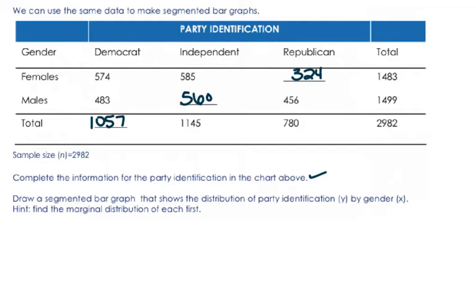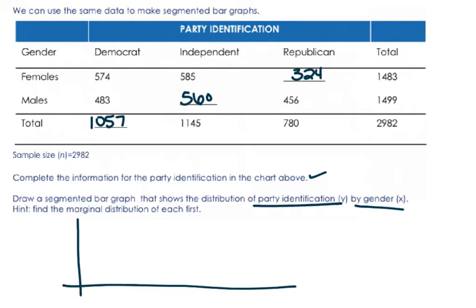So now we're going to draw a segmented bar graph that shows the distribution of party identification by gender. Okay. So here's what we're doing. I'm trying to figure out the different parties, what their gender looks like. So there's two genders we're talking about. We're looking at females and males.